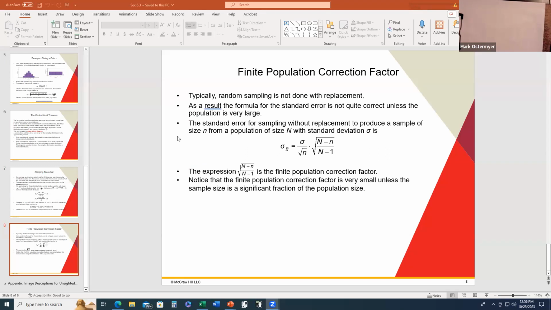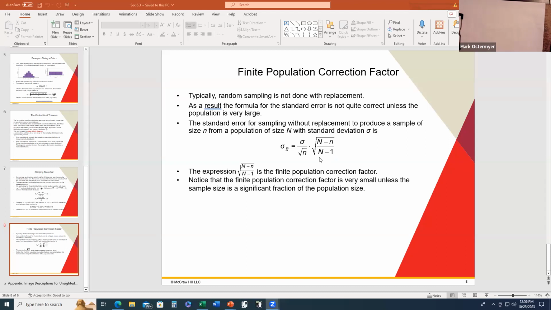Now, oftentimes, random sampling is not done with replacement. And as a result, we've seen that if you conduct sampling without replacement, that could affect the probability of any subsequent outcomes. And so, therefore, ladies and gentlemen, especially when your sample size is a large proportion of your population size, oftentimes we have to use this finite population correction factor in order to compute more accurately our standard error of our sampling distribution of sample means.